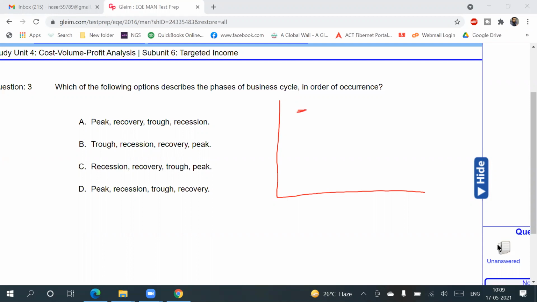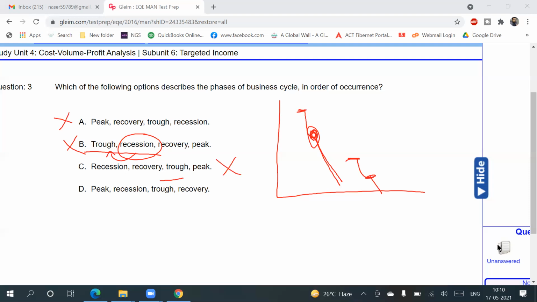You are at your peak, then you go towards recovery. After recovery you go to trough. Okay, that's not possible, because after recovery you improve. Then the next one says you'll go through trough first and then go towards recession. No, that cannot happen. You'll have recession first and then you'll go to trough. So option A is out, option B is out. Then comes recession, recovery, trough, peak. No, here he's telling you'll be somewhere in the recession, then you'll recover. After recovery you'll go down again, he's telling that is trough. So this option also does not come into place.